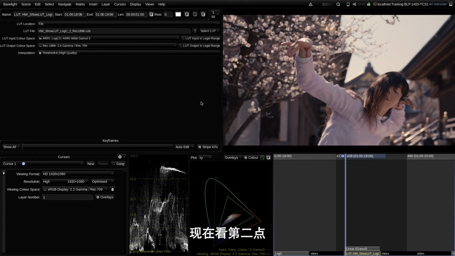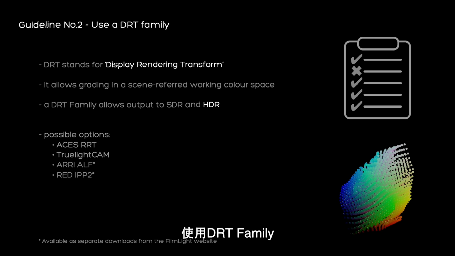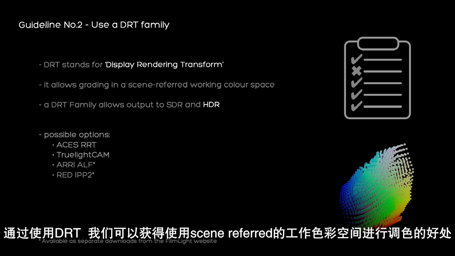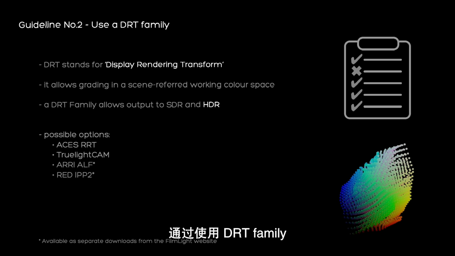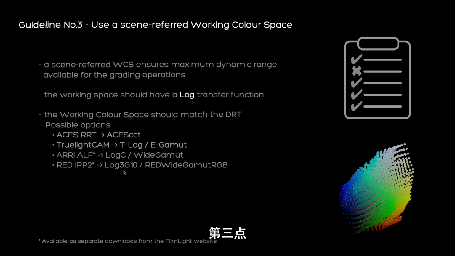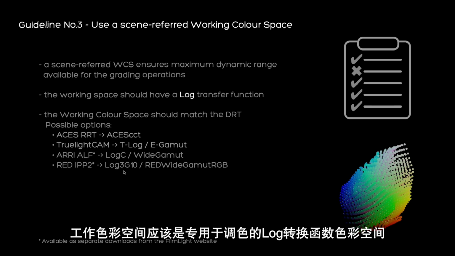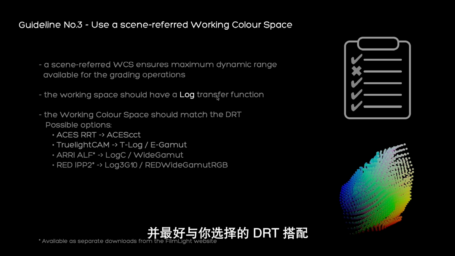Let's move on to guideline number 2. Use a DRT family. Through a DRT, we gain the capability of grading in a scene referred working color space, which brings certain advantages. And through a DRT family, we gain the capability of outputting not only to SDR but also to HDR. Guideline number 3. Use a scene referred working color space. The working color space should have a log transfer function for color grading, and the best choice is the one that matches your selected DRT.